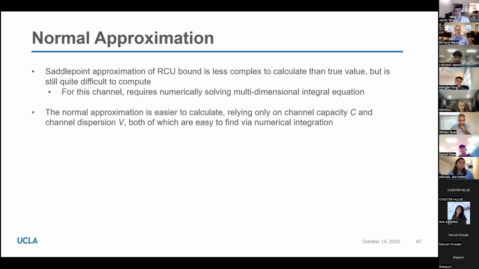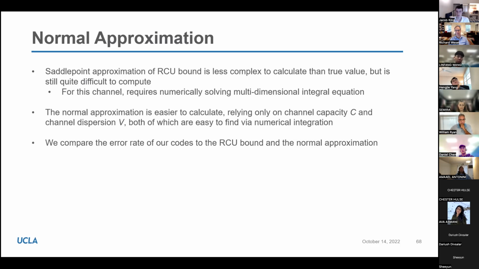In contrast, the normal approximation is much easier to calculate, relying only on channel capacity C and channel dispersion V. Both of these values are known for this channel and are easy to find via numerical integration. As such, we compare our CRC ZTCCs to both the RCU bound and the normal approximation.